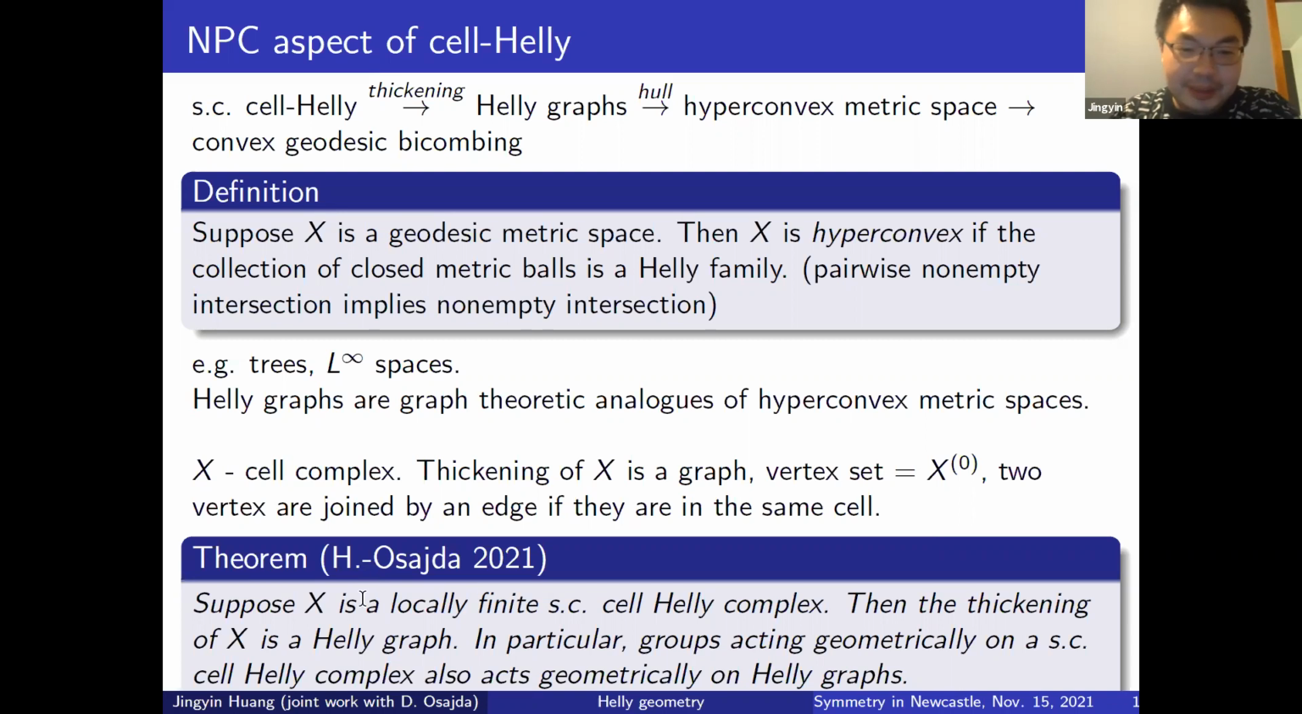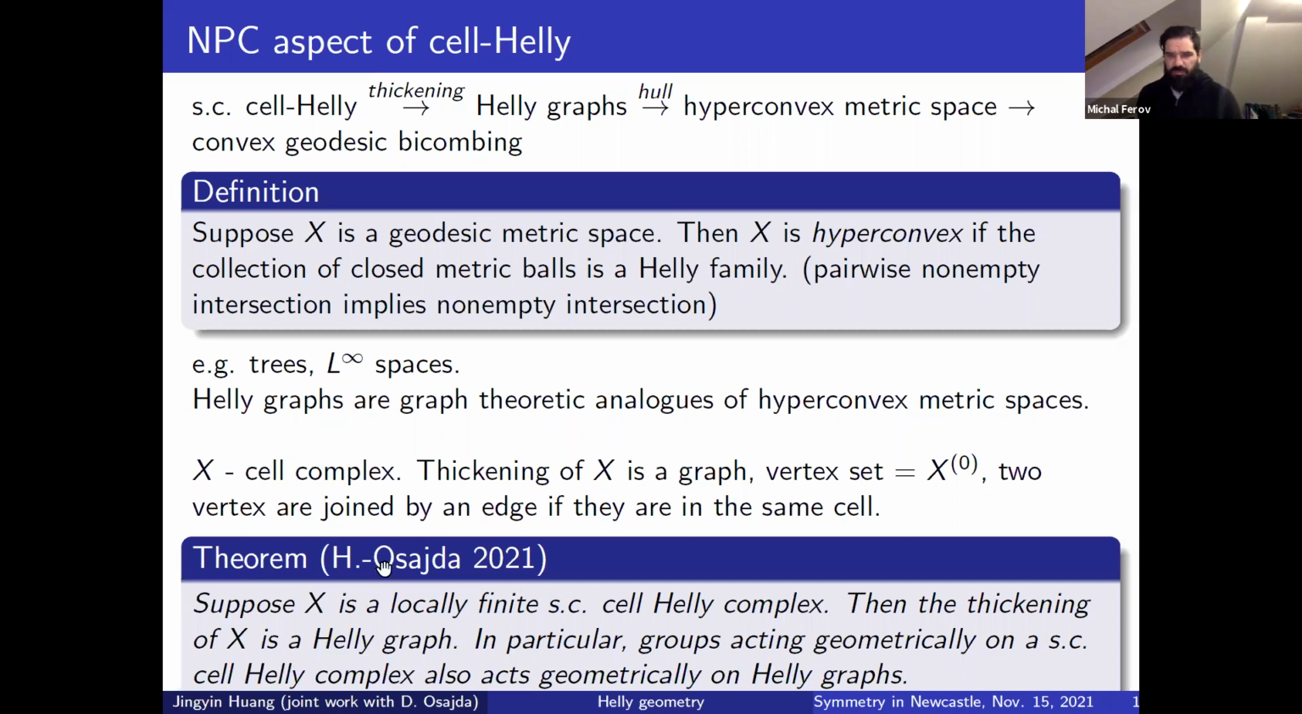It says that if I have a locally finite simply connected cell Helly complex, then the thickening of this is going to be a Helly graph. So what's really going on here is a local to global theorem. Because a cell Helly complex is a local condition. But this Helly graph is a global condition, because it is required that the intersection of these balls, no matter how large the balls are, satisfies this Helly property.